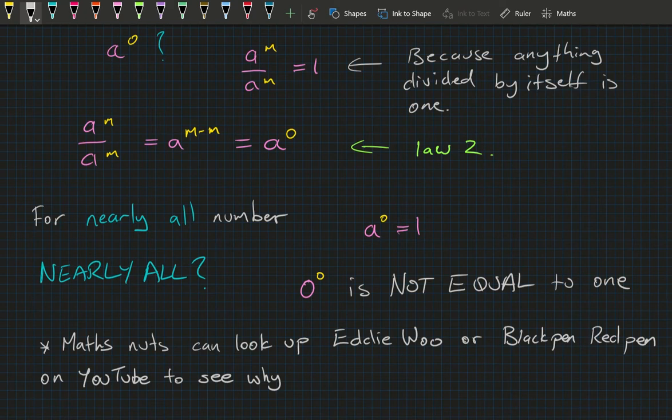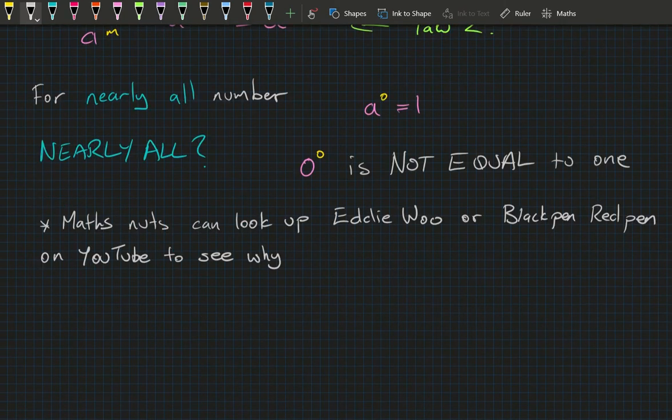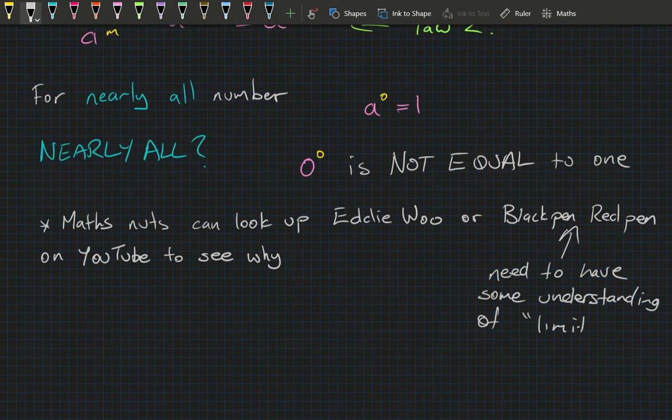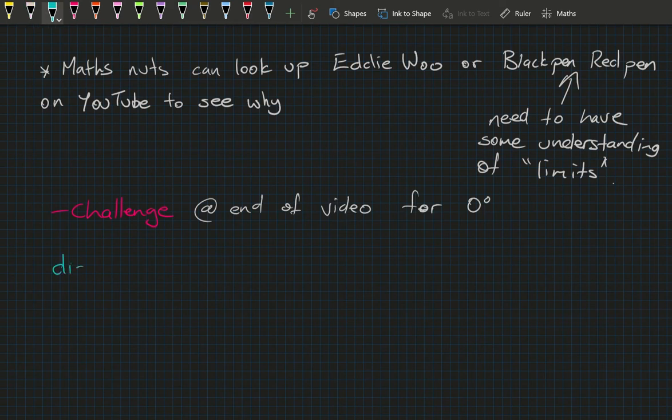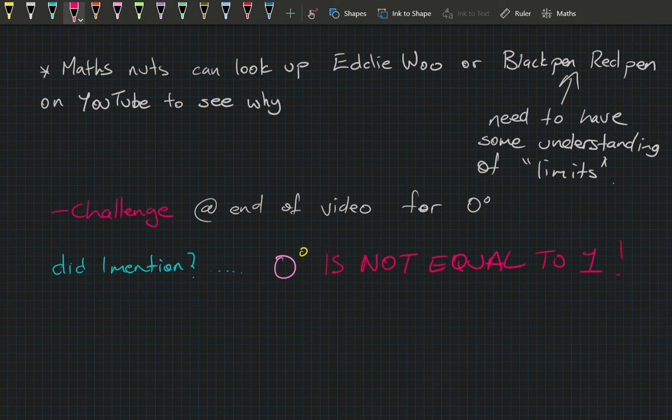Enter the search in YouTube for 0 to the power of 0 and look for Eddie Wu and black pen, red pen. But the reason why I said if you're a whiz for black pen, red pen is you'll need to know what limits are though. Actually, I think I'm going to add a challenge into this video that will help paint a picture for you. Also, did I mention 0 to the power of 0 is not equal to 1? Okay, sorry to hammer that home, but it is an important fact.